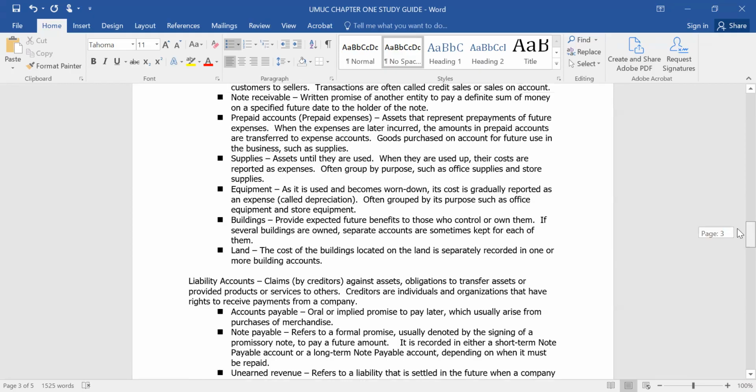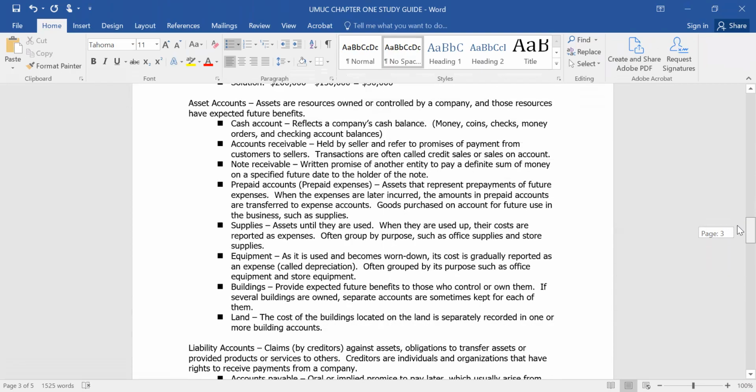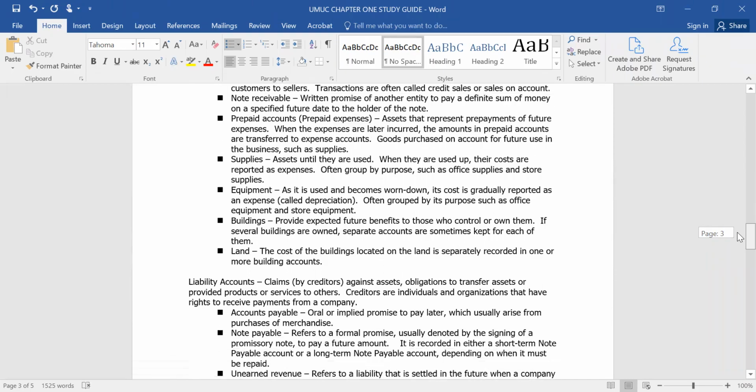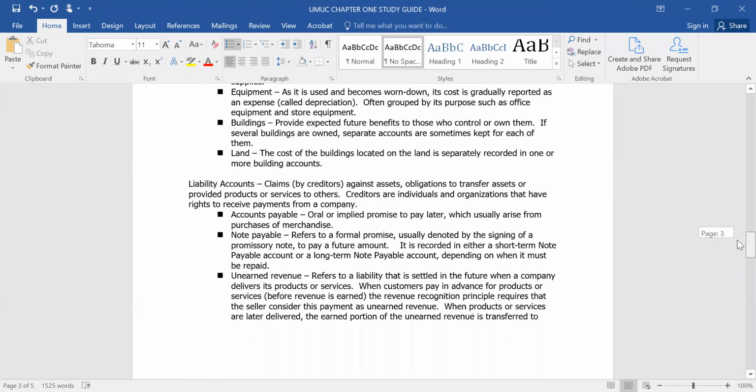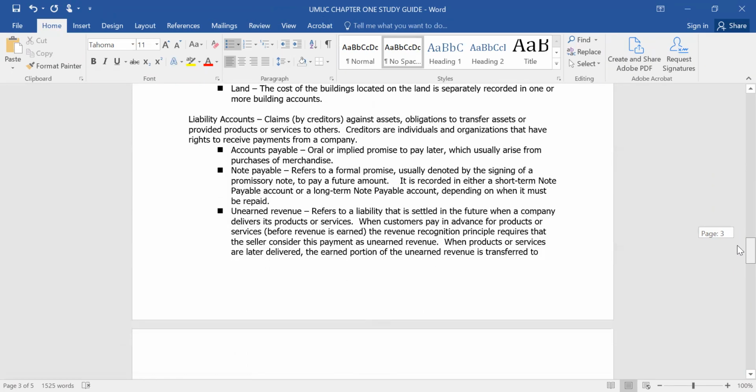Liability accounts. There's no easy way to remember asset accounts except to look them up or just memorize them. Liability accounts are claims by creditors against assets. Most of the time, not all the time, it's easier to spot a liability account because it will have the word payable or liability in it. Not all the time, but a lot of the time.